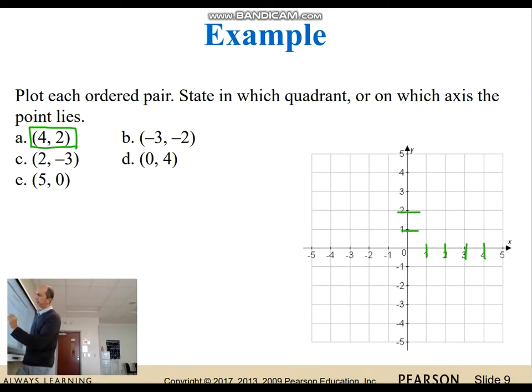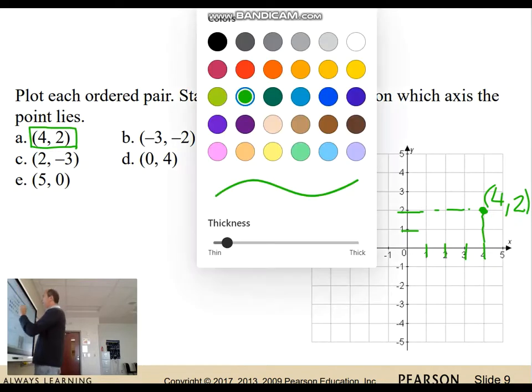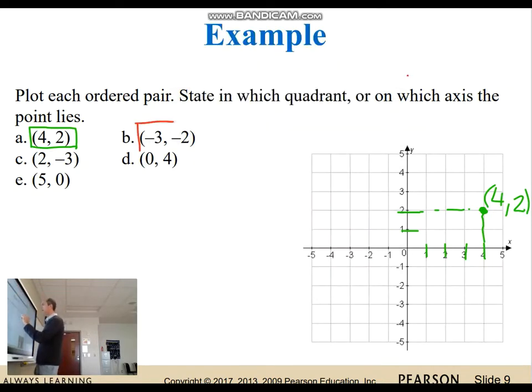The point that we're looking for is right here. This is 4 and 2. Okay? Another one, letter B. And we use different colors. Let's say red for letter B, -3, -2.